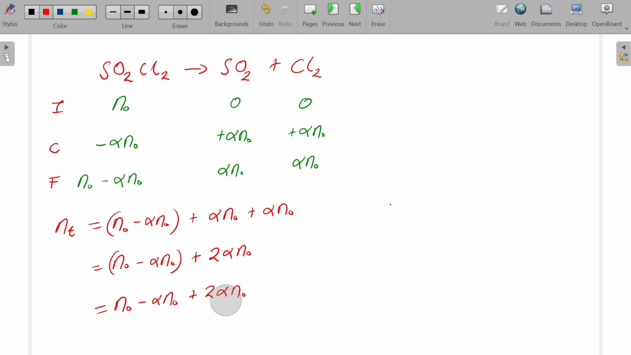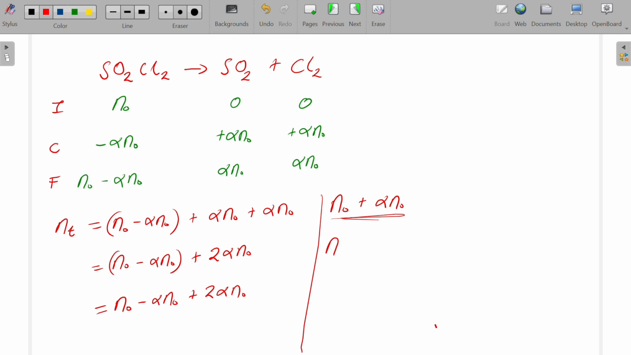Now, when you look at these two here, these are like terms. So we'll say we have minus alpha n initial added to 2 alpha n initial. And this will give us, taking this on the other side, n initial. Then this is just added to alpha n initial. So this is what we are going to have as our total number of moles.